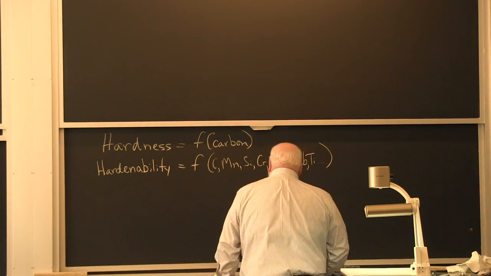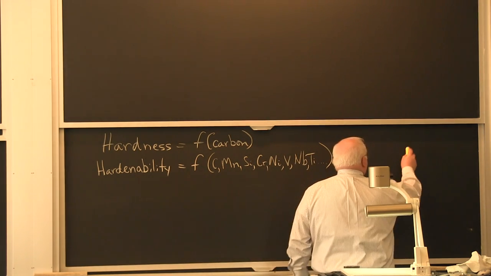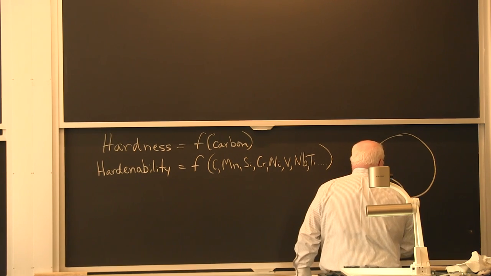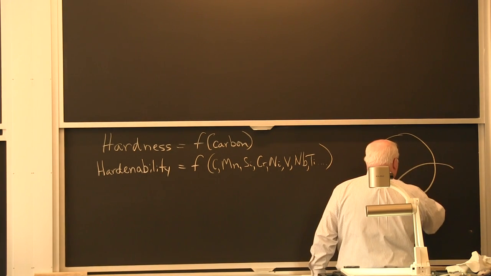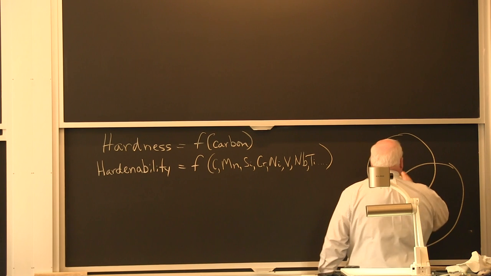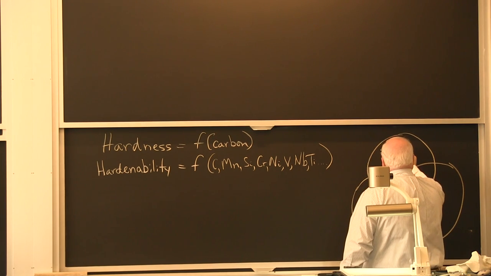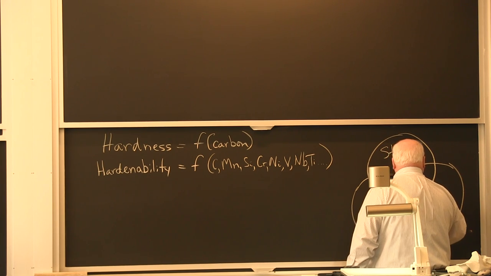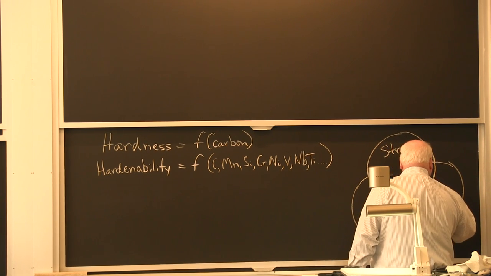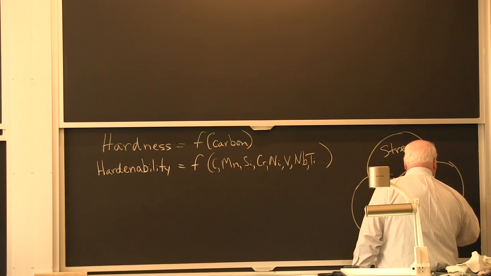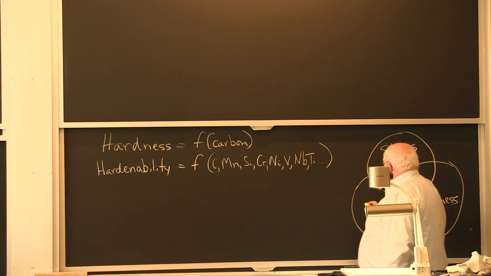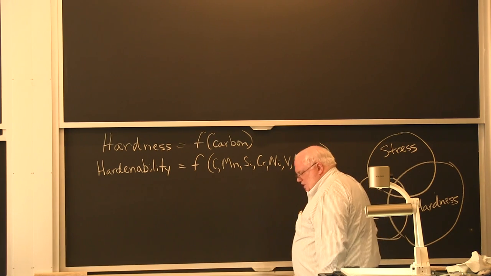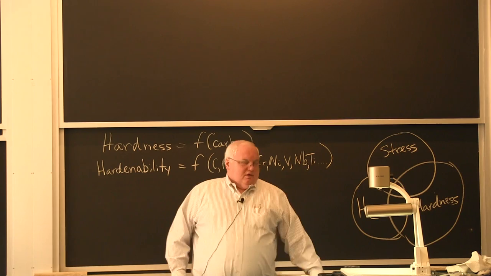So one thing that's worthwhile thinking of, there's what we call a Venn diagram that relates to hydrogen embrittlement. If I think of stress as one of the components that are necessary to form a crack, if I think of hardness, the higher the hardness of the steel, the greater the tendency to cracking, and finally the amount of hydrogen that's present, these three combine to give me cracking.